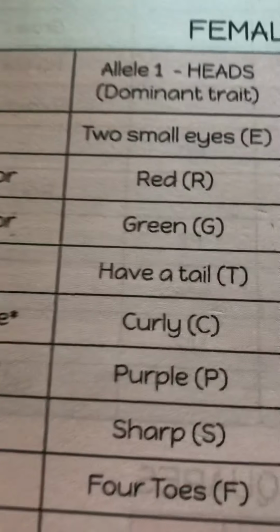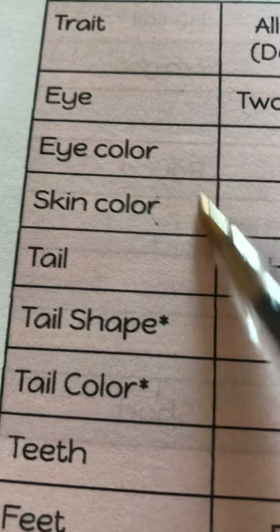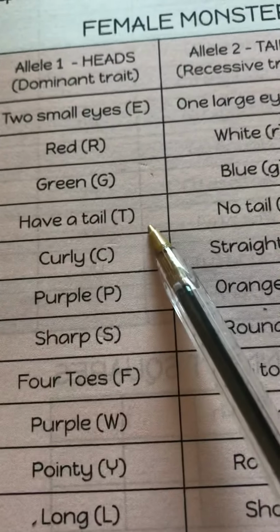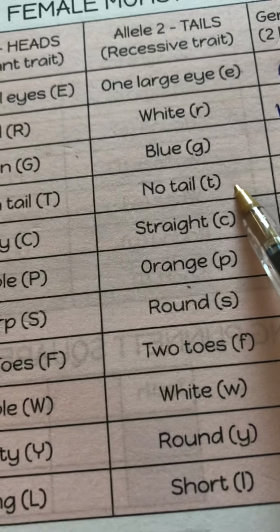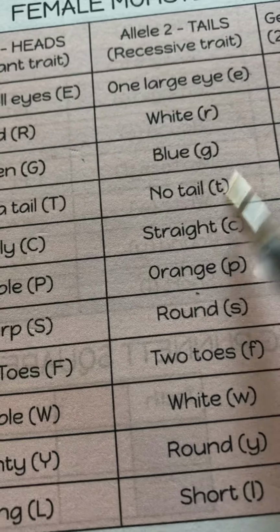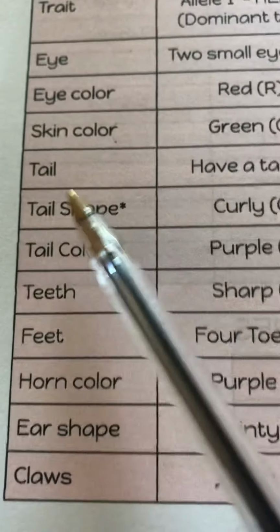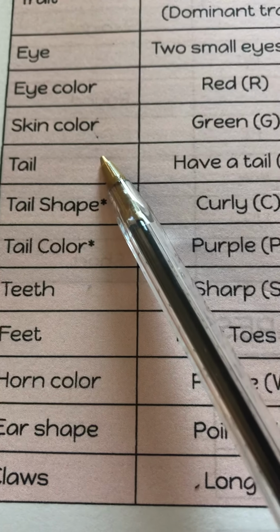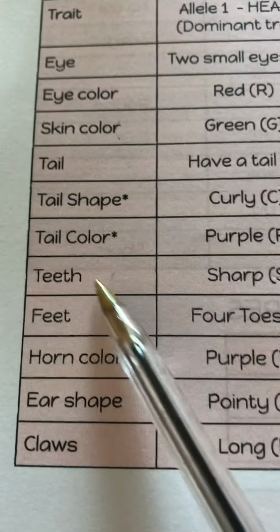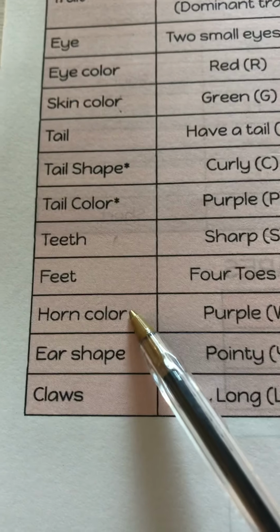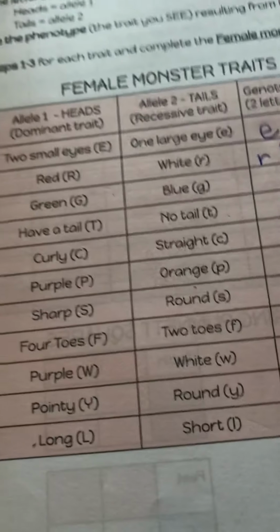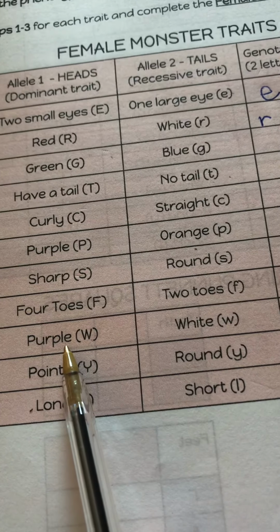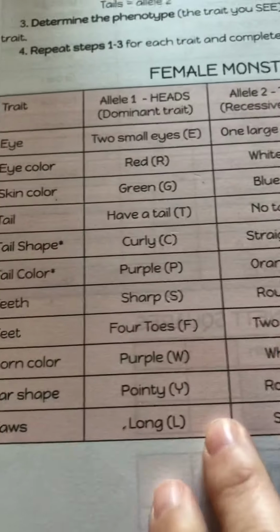Okay, so you're going to keep doing this as you go through. You're going to do skin color, tail. So here's the deal with the tail. It either has a tail or it has no tail. If you end up having two lowercase t's, then you're not going to do tail shape and tail color because your female is not going to have a tail. Then you're going to have teeth, feet, horn color, ear shape, and claws. So anytime there's a capital letter, this allele is going to dominate.